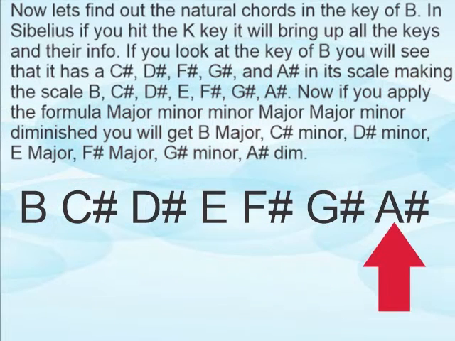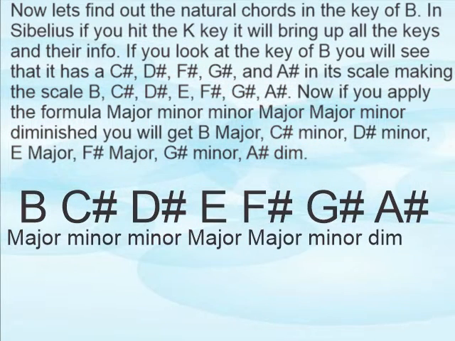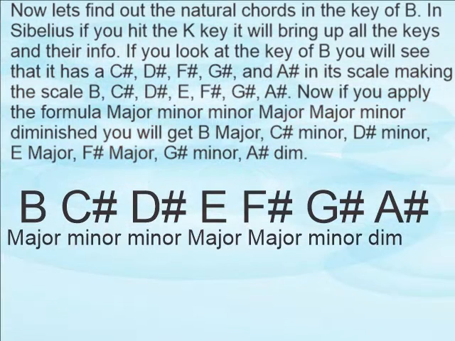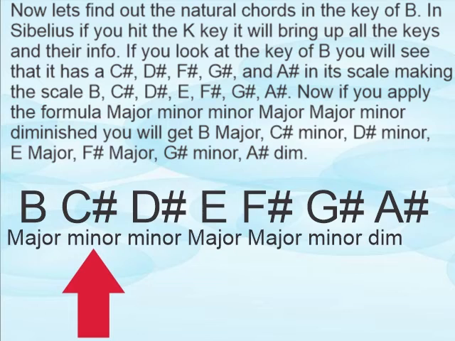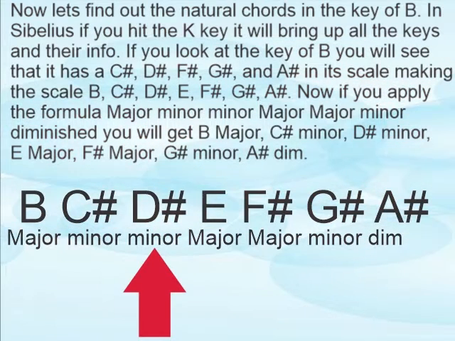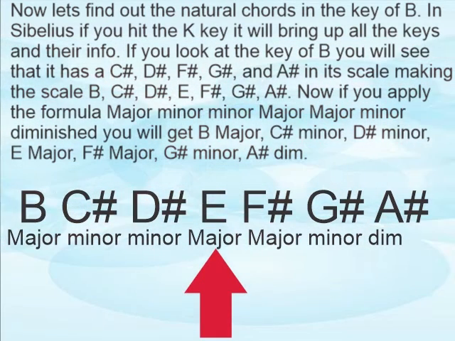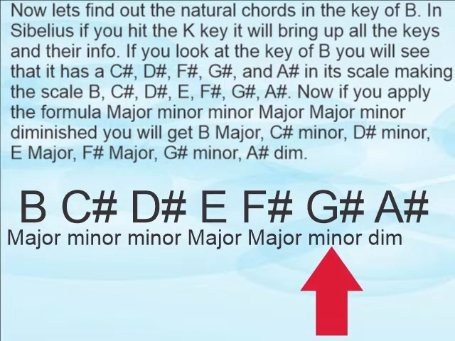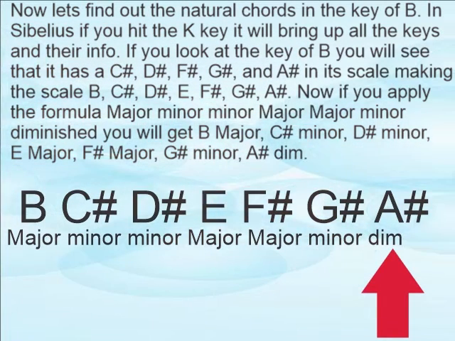G sharp, A sharp. Now if you apply the formula major, minor, minor, major, major, minor, diminished, you will get B major, C sharp minor, D sharp minor, E major, F sharp major, G sharp minor, and A sharp diminished.